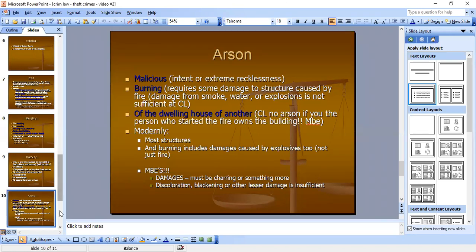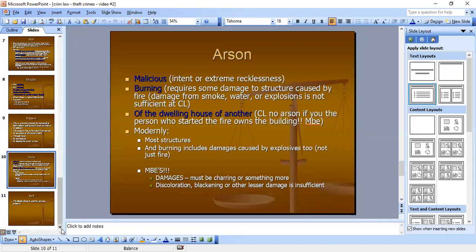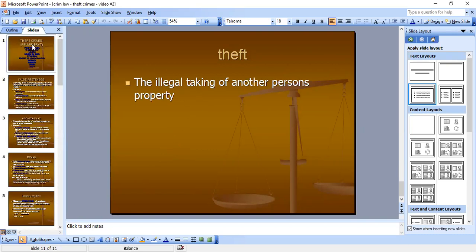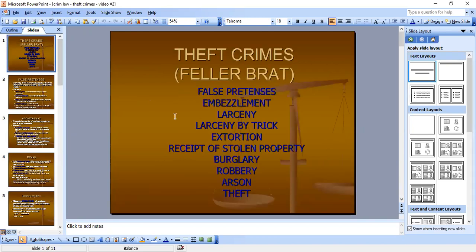What is our next? I think it's just theft. Are we done? Yep, just theft. Basic theft: the illegal taking of another person's property. Make sure you throw that in there if you're doing a criminal law essay. So once again, this is my theft crimes video, number 2. Number 1 was on crimes against the person. You'll see murder and all of that in number 1.